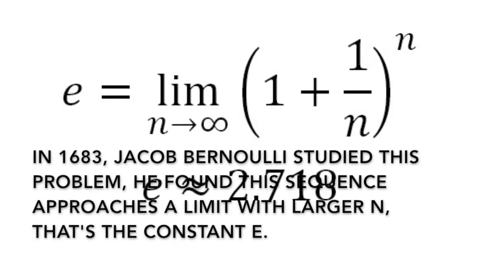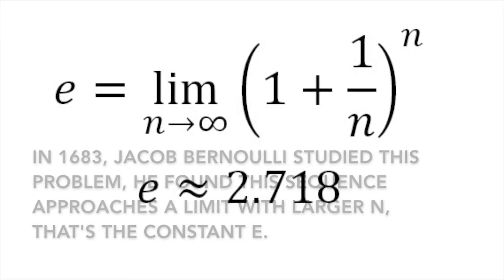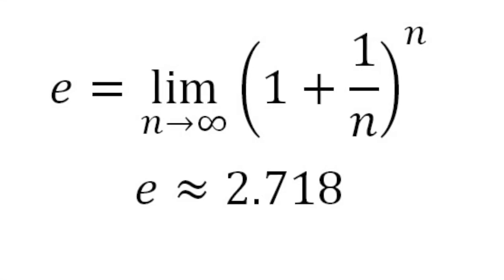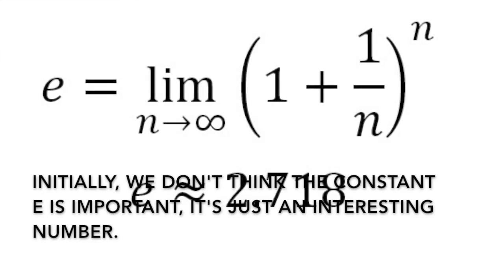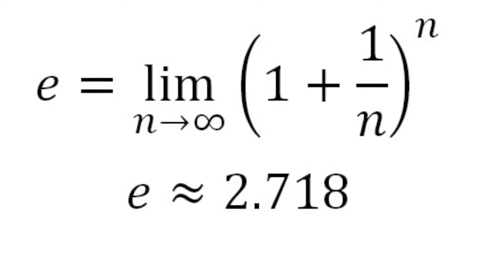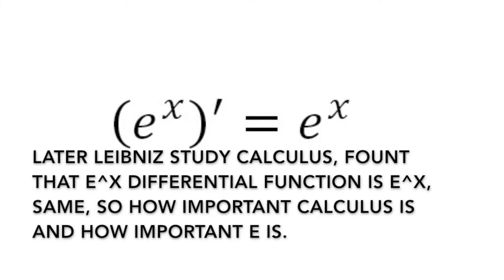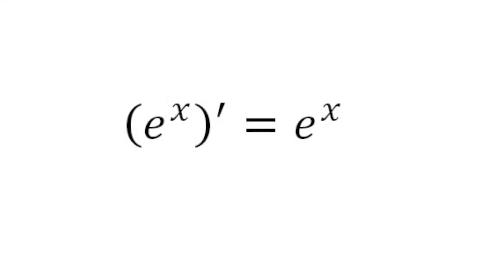In 1683, Jacob Bernoulli studied this problem. He found that this sequence approaches a limit with larger n. That's the constant e. Initially, we didn't think the constant e was important. It's just an interesting number. Later, Leibniz studied calculus and found that the derivative of e to the power of x is e to the power of x, the same. So, how important calculus is, that's how important e is.